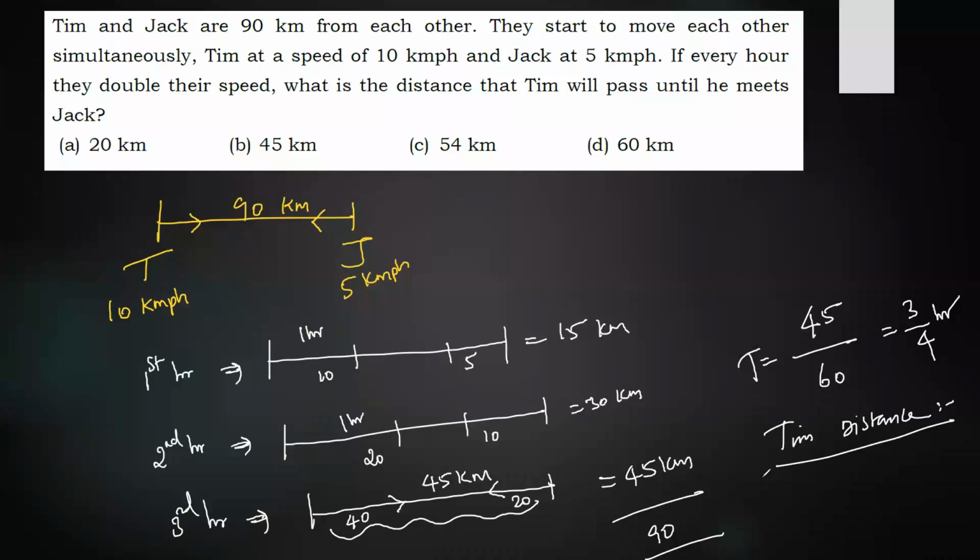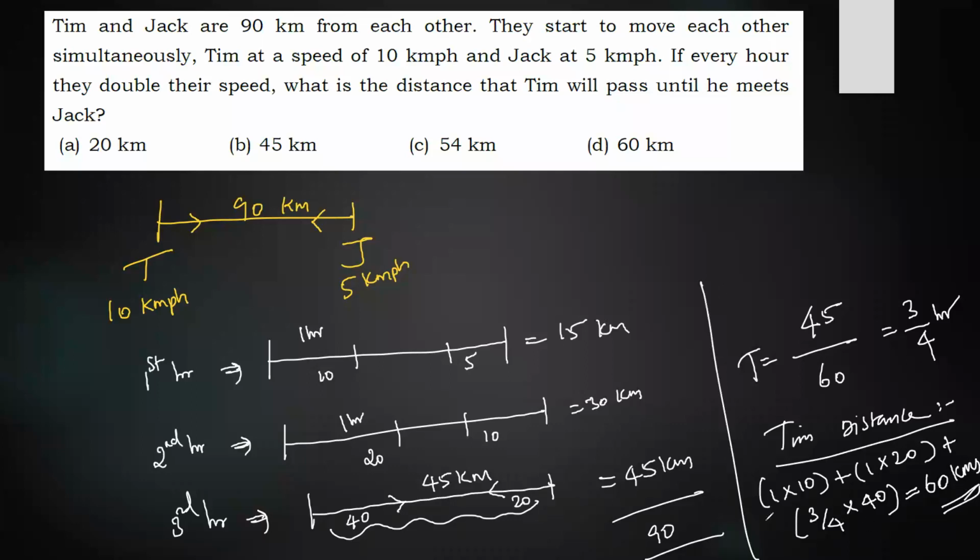To calculate the distance traveled by Tim, we have to find this distance for each hour. During the first hour, you traveled 1 into 10. Your time was 1 hour, right? Yes, sir, this is for 1 hour. So the distance traveled will be 1 into 10 plus 1 into 20 plus 3/4 into 40. 3/4 into 40, 40 or 45? 40, because the speed of Tim is 40. Good. Adding everything, we get 60 kilometers.